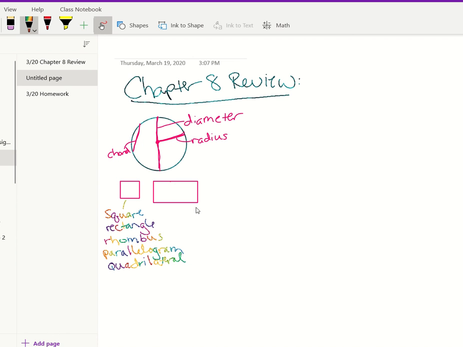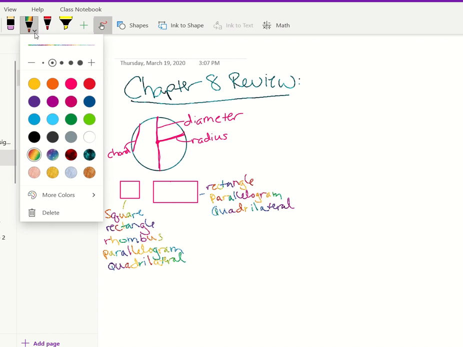Now over here, a rectangle is everything, but it won't be a square and it won't be a rhombus. So the full names of this are rectangle, parallelogram, and quadrilateral. So all of those are just the most specific names.